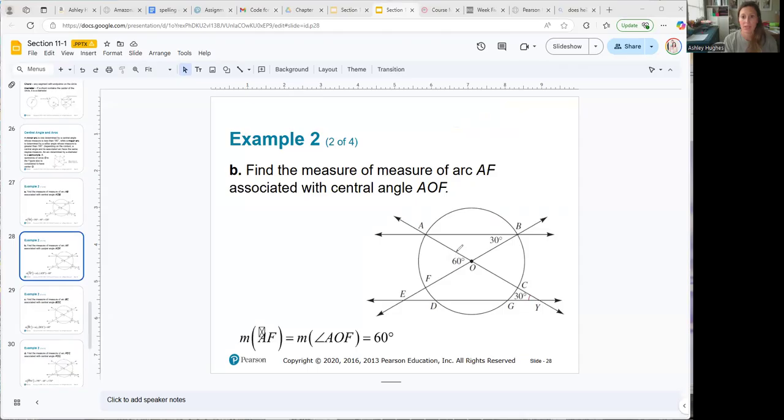Okay, so that's easier because it's already labeled 60. And so this is the arc associated with this angle, and so it is also considered 60 degrees.